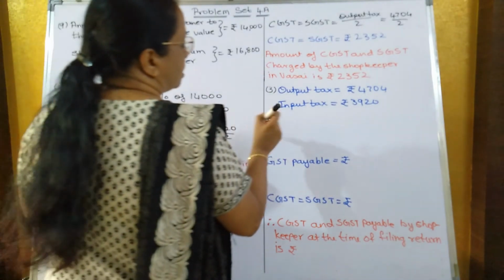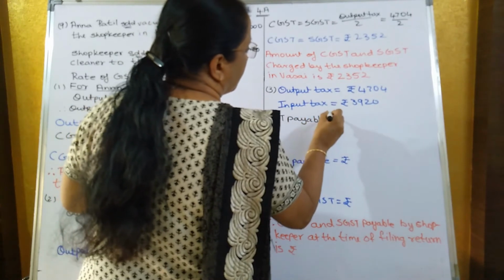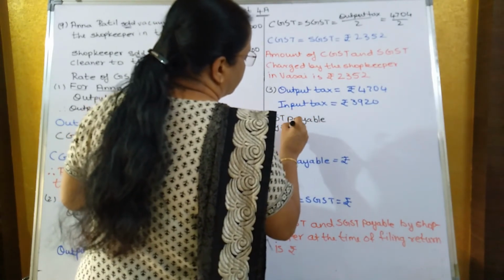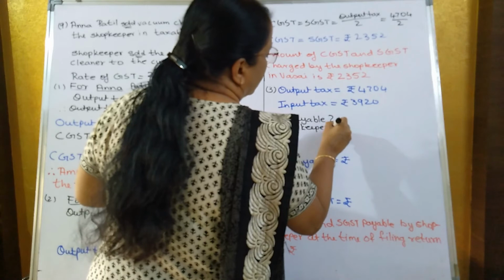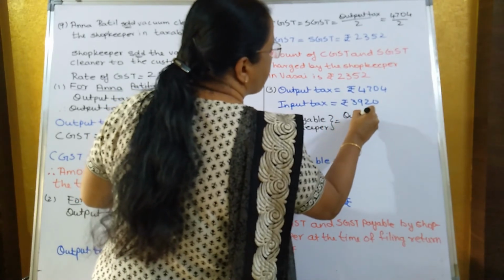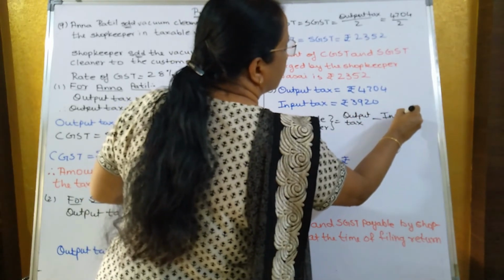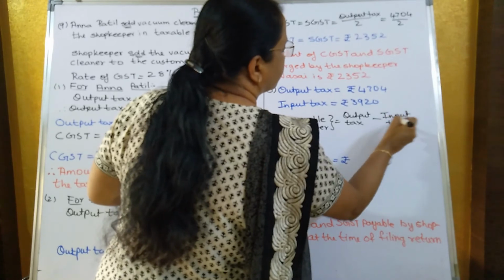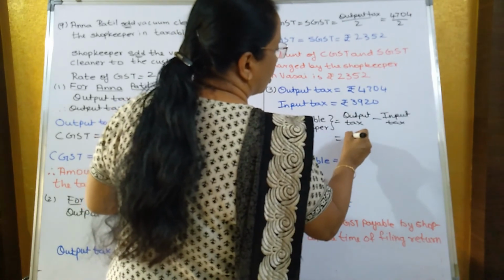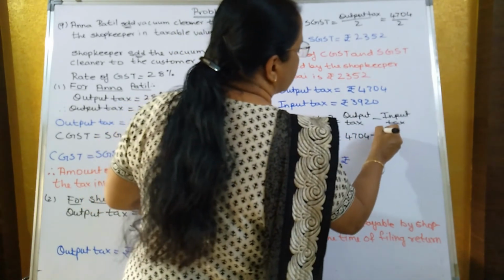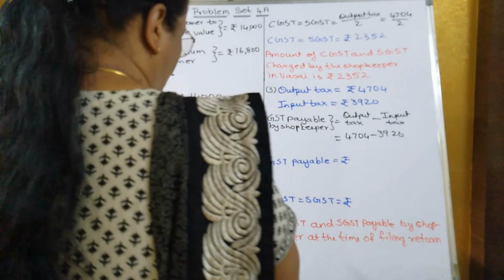So GST payable by shopkeeper is equal to output tax minus input tax. So that is equal to how much? Output tax is equal to 4,704 minus 3,920. When you subtract this, you will get how much?